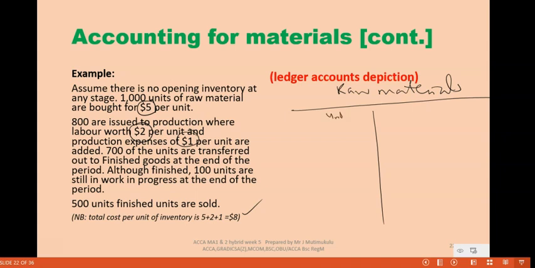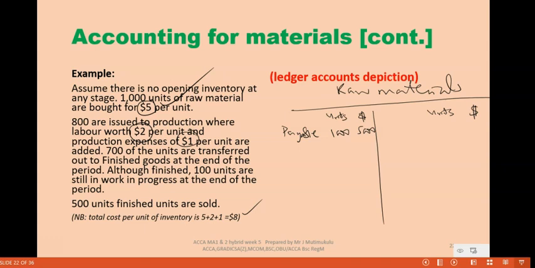We simply have to reflect this in units and dollars. Now, we are receiving items from suppliers. We have bought items from suppliers, 1,000 units, so we are having a payable. 1,000 units at $5 per unit, so 1,000 multiplied by 5, that's $5,000. Remember, the cost is $5 per unit.